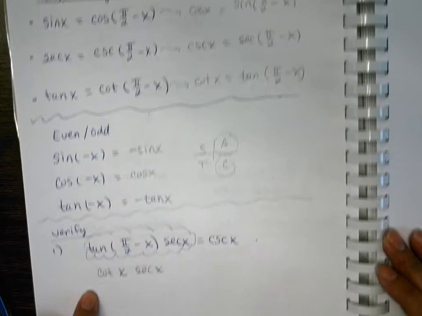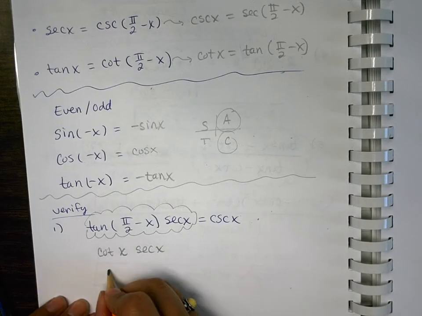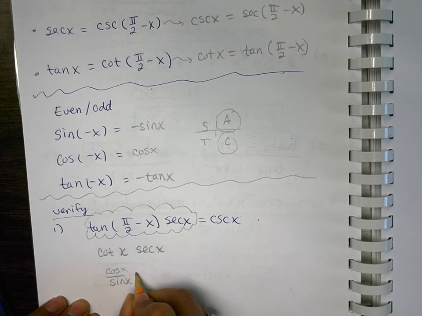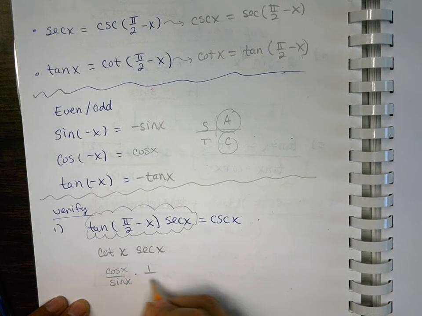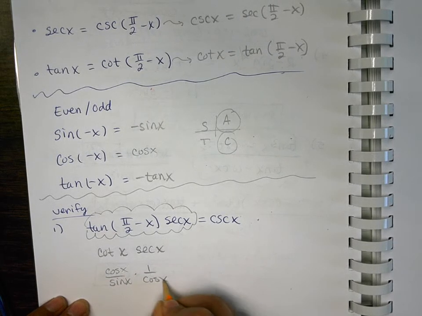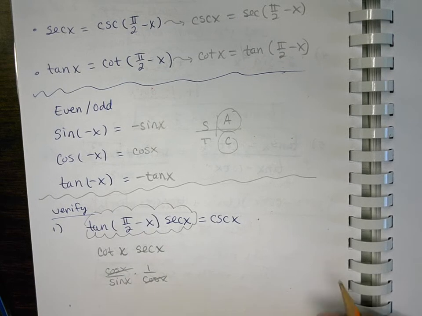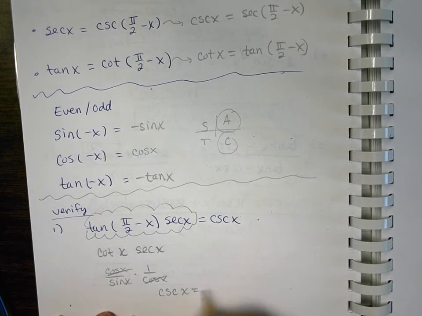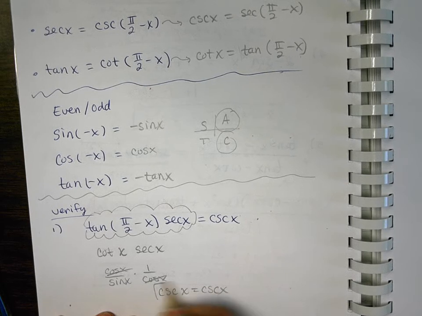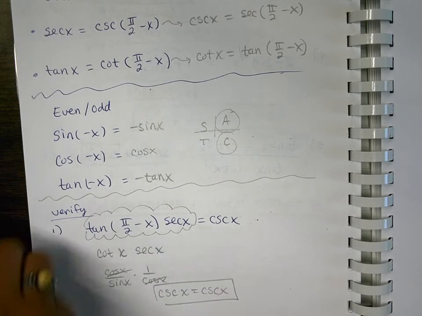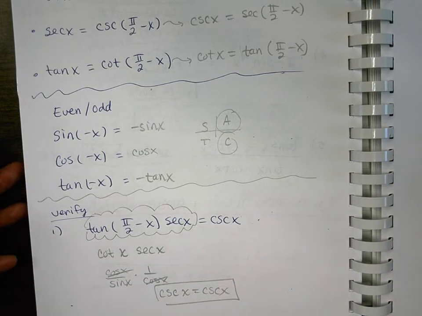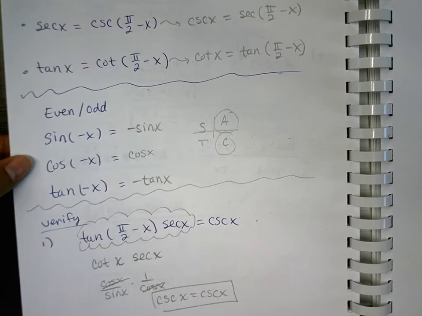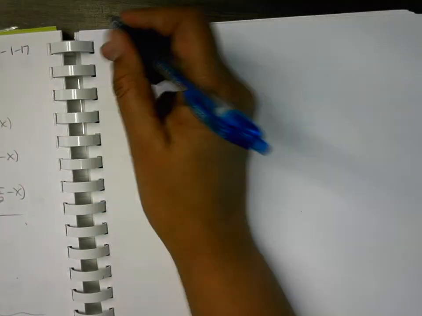Okay? Basically, cosine x over sine x times 1 over cosine x. Does it work? What's 1 over sine? Cosecant x equals cosecant x. Awesome. Make sense? Good. Okay, I'm going to move over. We're good? We're ready?